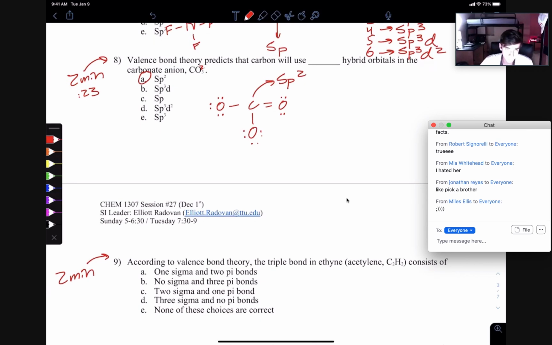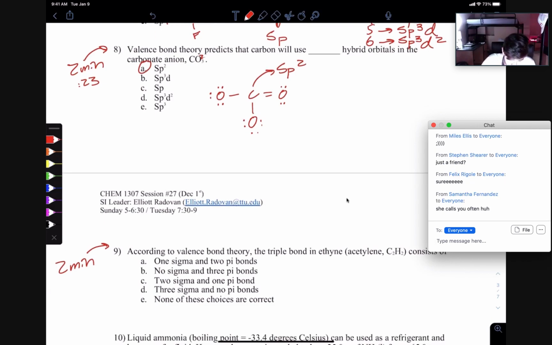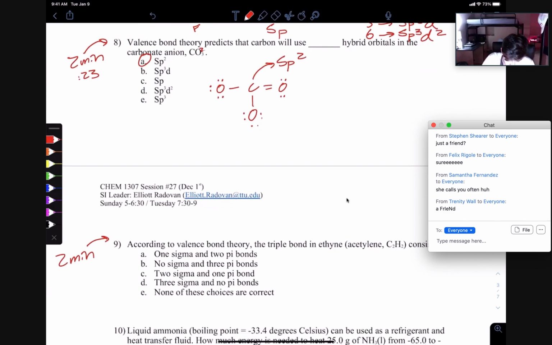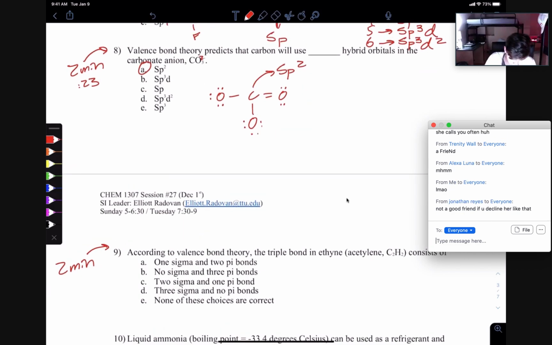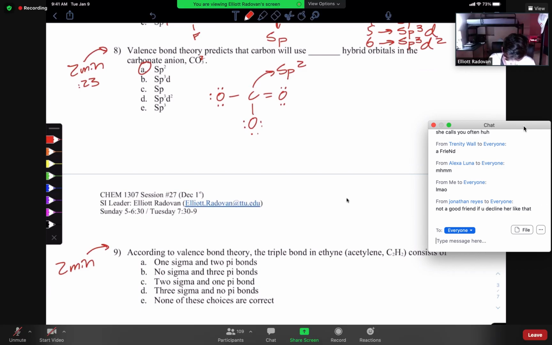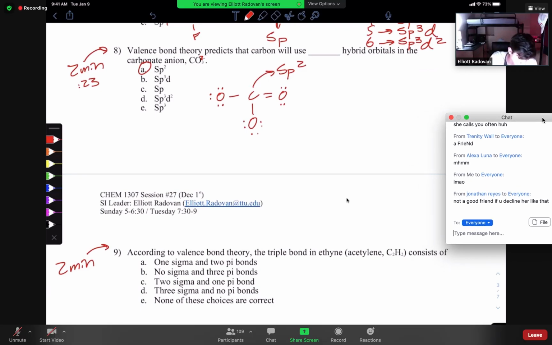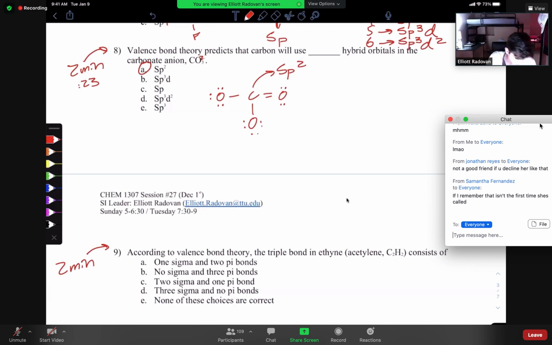So, all right. That's basically 8. I just mistyped. It should be CO3 2 minus. That was just a problem with my key. So this structure is the structure for CO3 2 minus. Okay, so now let's go ahead and do 9. Go ahead and spam your answers for 9.